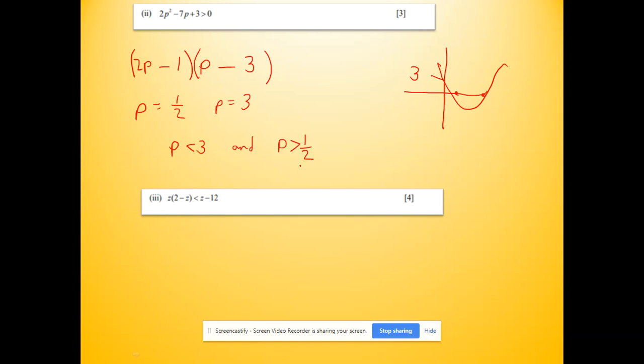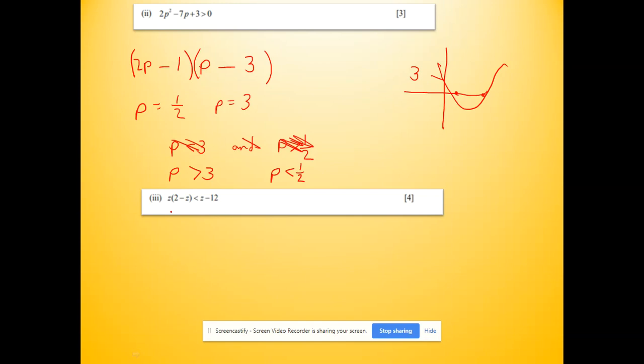I just got that the wrong way around, didn't I? Because that's the 1/2 one. So let's just change that. p is less than 1/2 and p is going to have to be greater than 3. So we can ignore that bit. It's a bit of a mistake there.